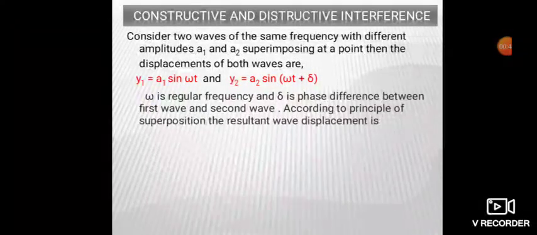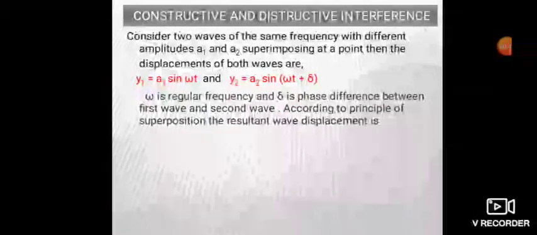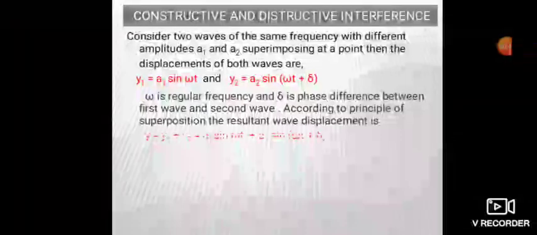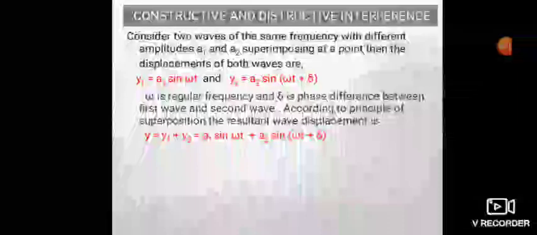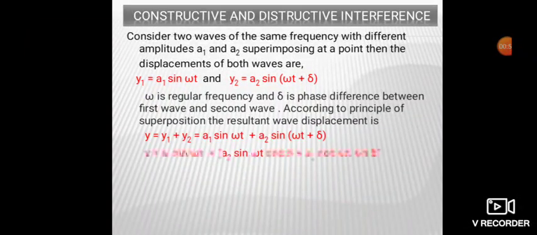According to the principle of superposition, the resultant wave displacement will be given by y = y1 + y2. So y1 is a1 sin ωt plus y2 is a2 sin(ωt + δ). Therefore y = a1 sin ωt + a2 sin(ωt + δ). It is in the form of sin(a + b), that is sin a cos b + cos a sin b.